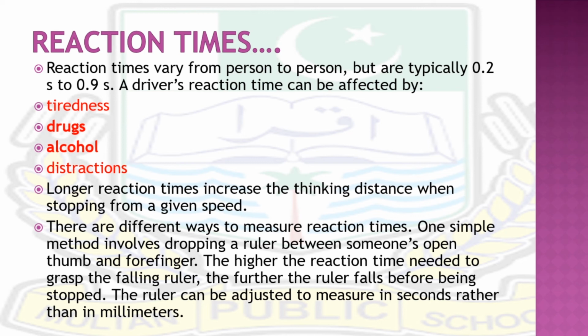There are different ways to measure reaction times. One simple method involves dropping a ruler between someone's open thumb and forefinger. The longer the reaction time needed to grasp the falling ruler, the further the ruler falls before being stopped. The ruler can be adjusted to measure in seconds rather than in millimeters.